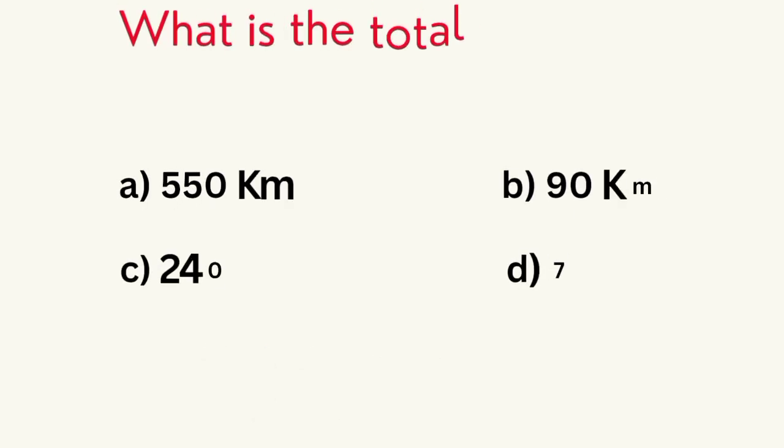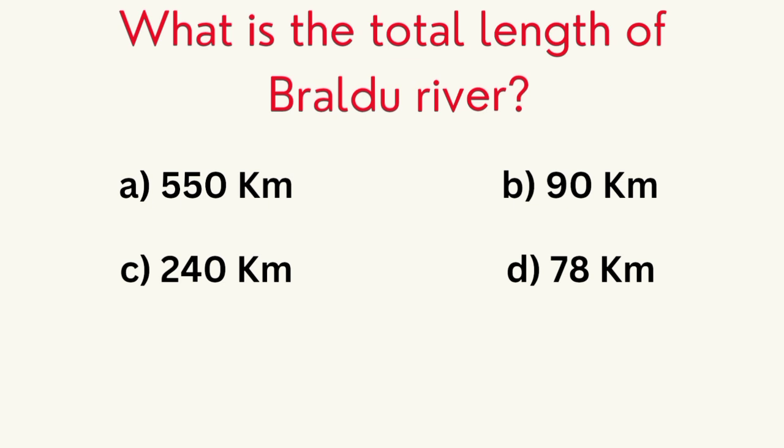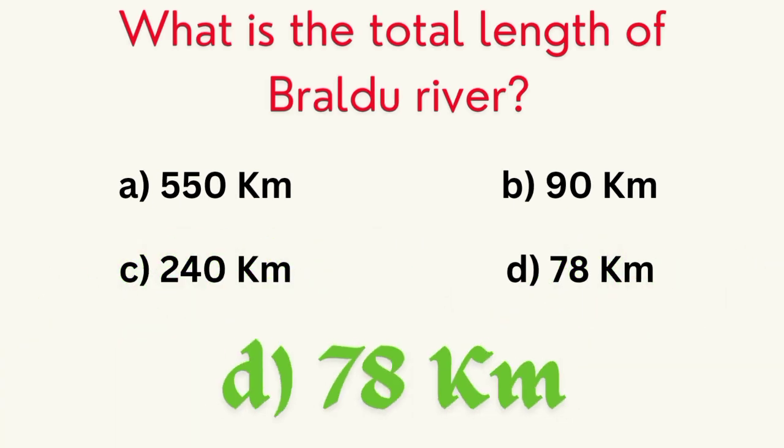What is the total length of Braldu River? A. 550 kilometers. B. 90 kilometers. C. 240 kilometers. D. 78 kilometers. Answer, D. 78 kilometers in Gilgit-Baltistan.